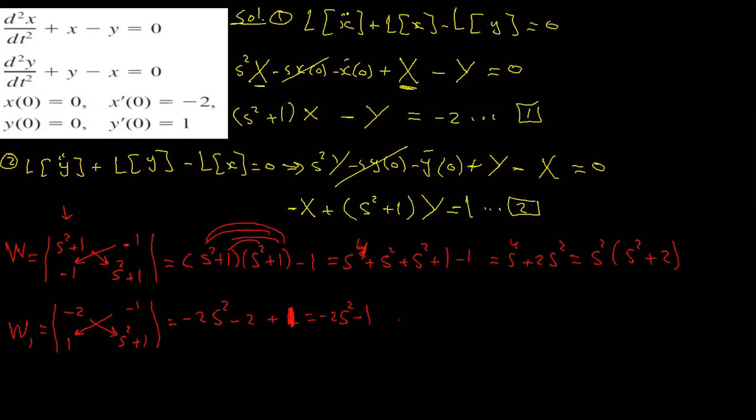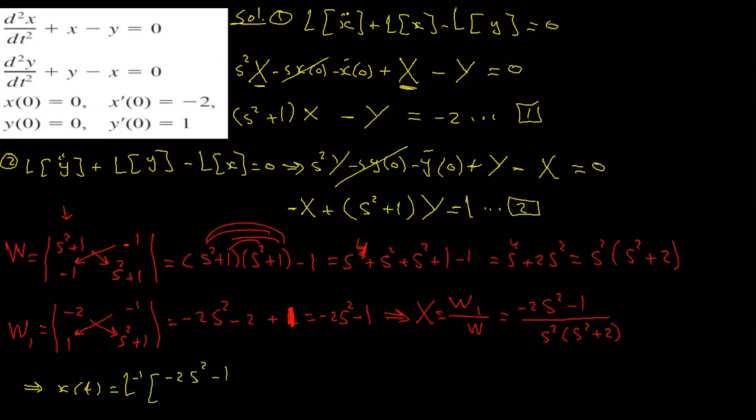This is my W1. I know that after finding W1, I can write my first unknown, which is X, equal W1 divided by W, which is given to be negative 2 s squared minus 1 divided by s squared times s squared plus 2. So I can write now the following. Notice that will give me my x small of t. It is the inverse Laplace of this fraction. It isn't an easy fraction. How to find its inverse Laplace? How to find the inverse Laplace of this fraction?